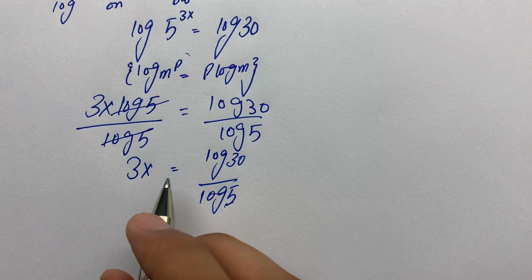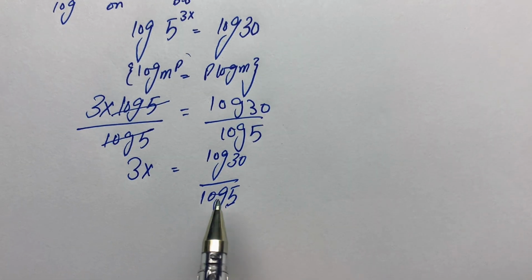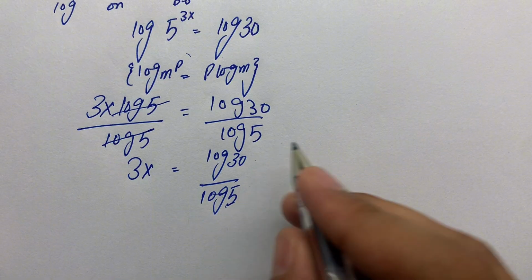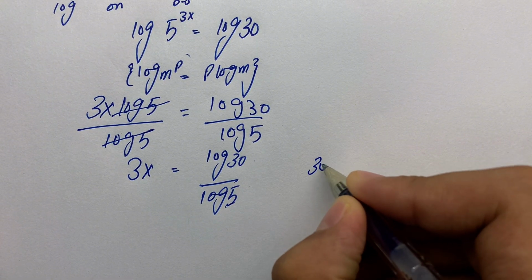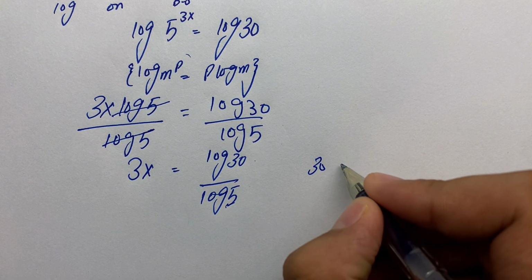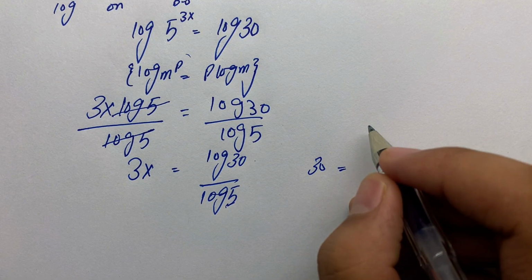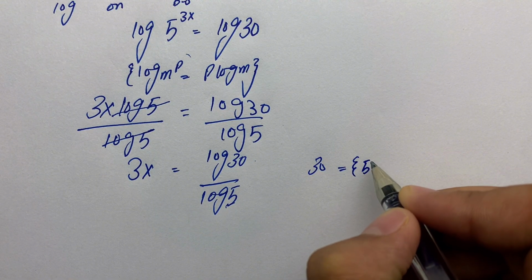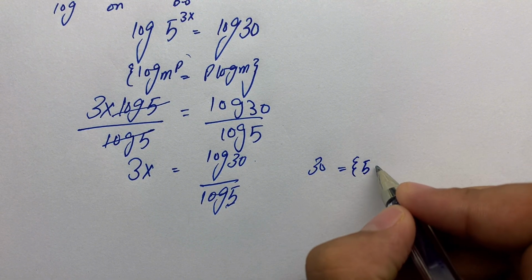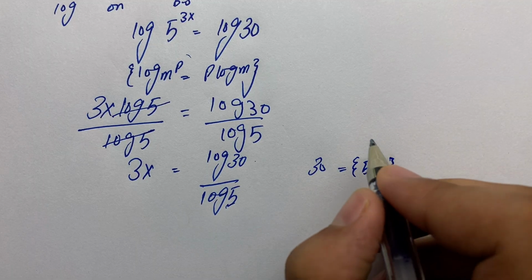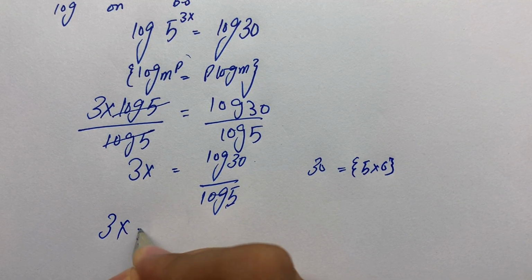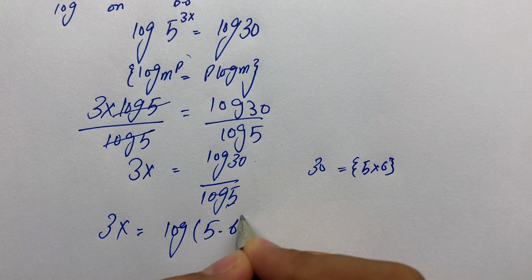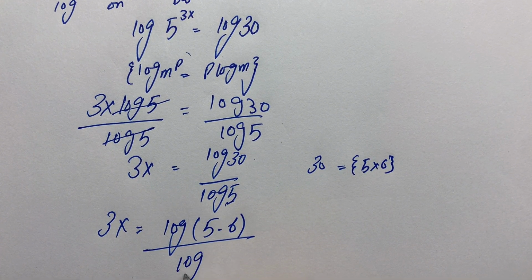So this will be log of 30 divided by log of 5. Now we are solving this log of 30. As we know that 30 is equal to 5 multiplied by 6. Simple. Now 3x is equal to log of 5 times 6 divided by log of 5.